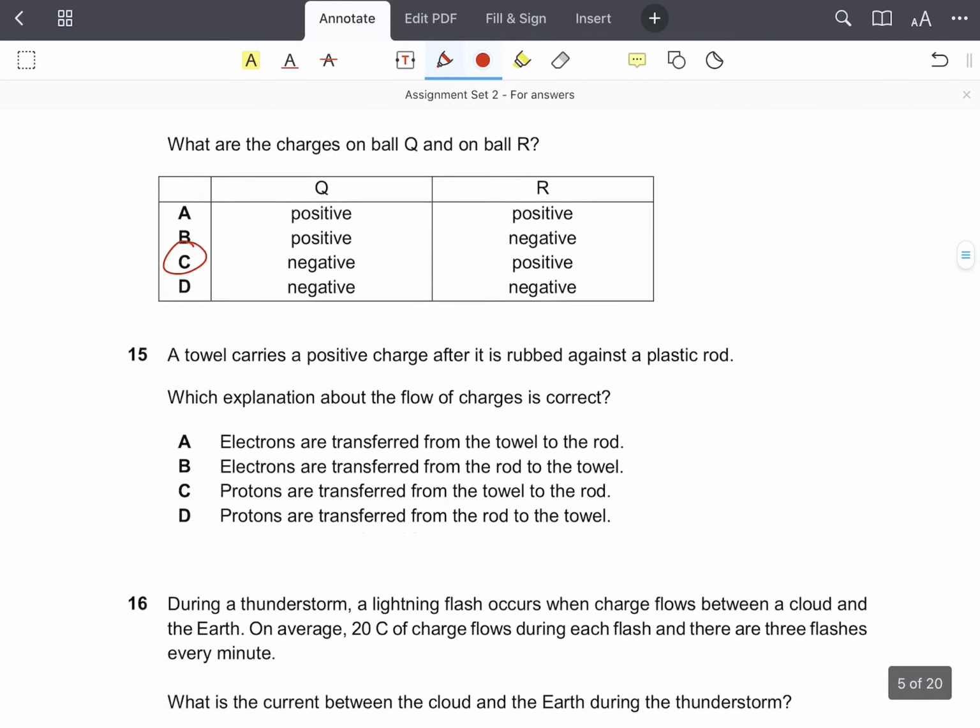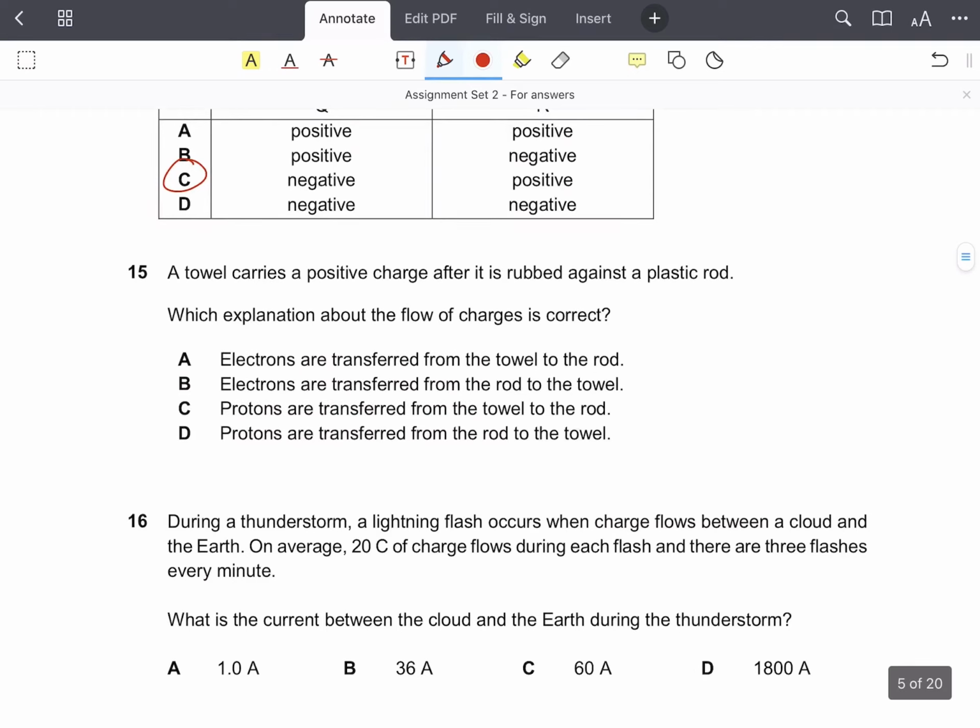Okay, let's go to 15. Towel carries positive charge. How in the world can you get a positive charge? It's only when you lose negative charge. Another word for negative charge is your electron. Which explanation about the flow of charges is correct? Electrons are transferred from towel to the rod. Protons cannot move, people, so therefore they cannot be transferred at all.